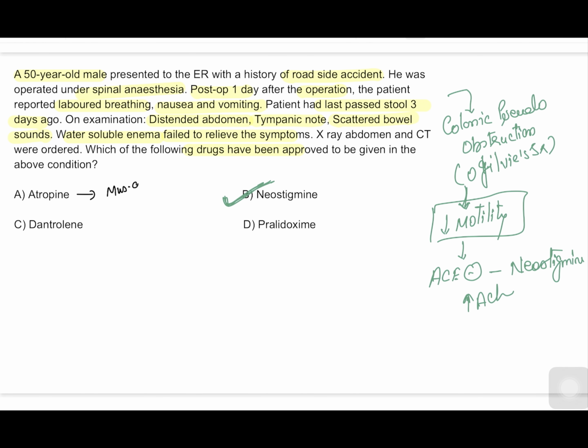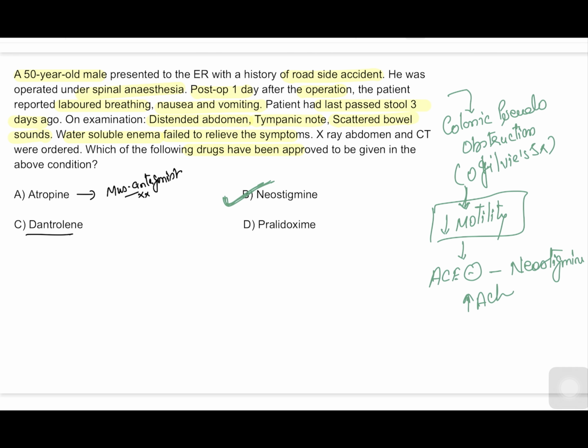Okay, now why not atropine? Because atropine is a muscarinic antagonist. It will block the receptor, so they are not able to work. Acetylcholine cannot work. Dantrolene, if you know, we are using it for malignant hyperthermia. Okay?